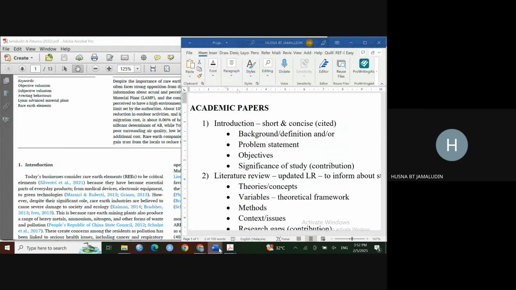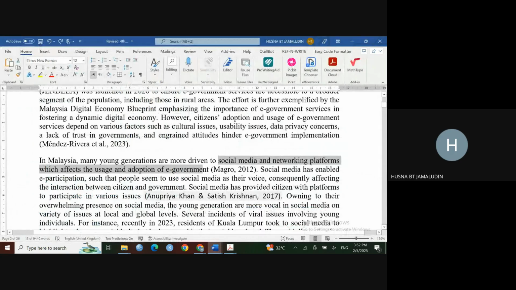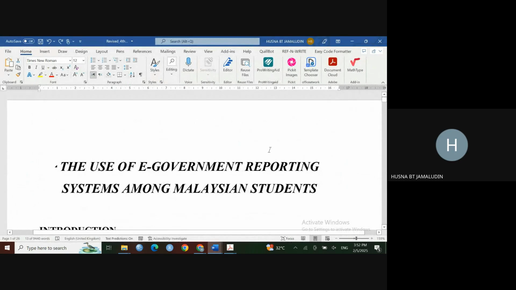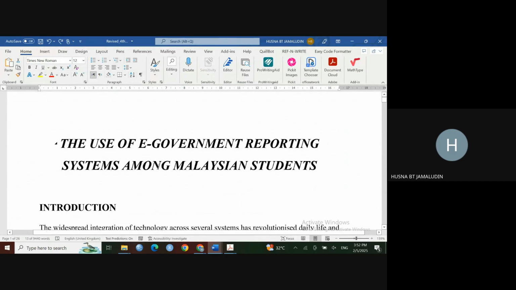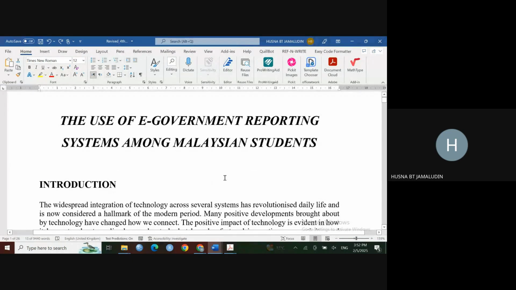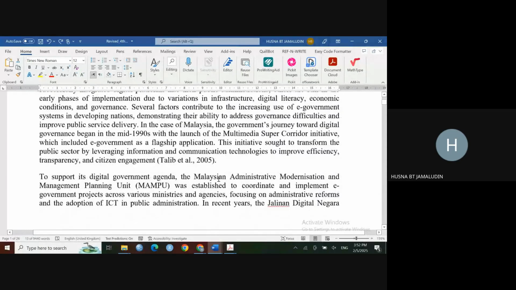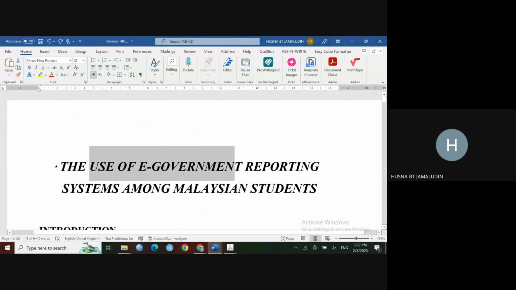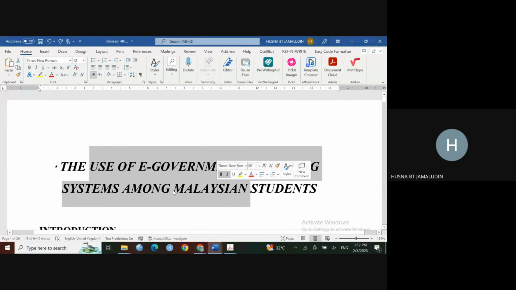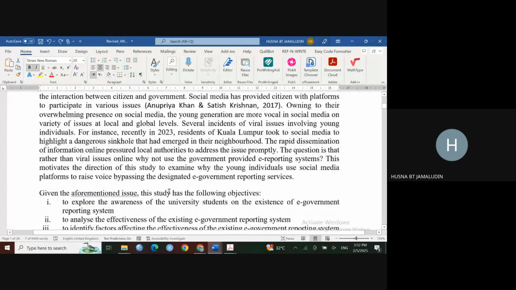So I'm about to show the paper. This is about the use of e-government reporting system. Remember, this is about how to use the government reporting system when you have a problem, when you are suffering from calamities, flood, accidents, anything, among Malaysians. So, objective. Your topic is you want to know the use of government reporting system among students. So let's see what the objective is here.